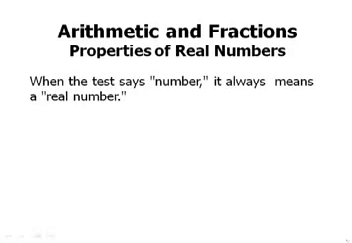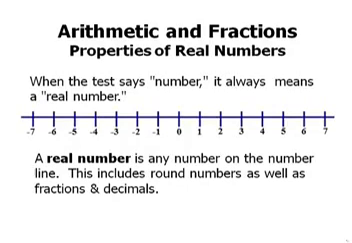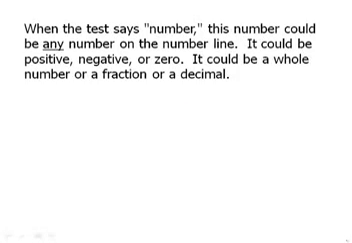When the test says number, it always means a real number. What's meant by a real number? Well, a real number is any number on the number line. This includes round numbers as well as fractions and decimals. So all the numbers pictured here as well as all the numbers in the spaces in between. Numbers like 1/3 or pi or the square root of 7. All of these are numbers. They're all real numbers.